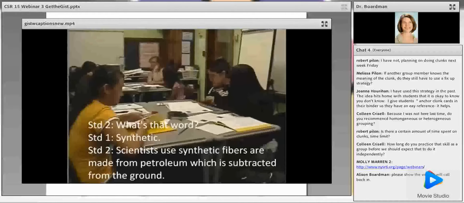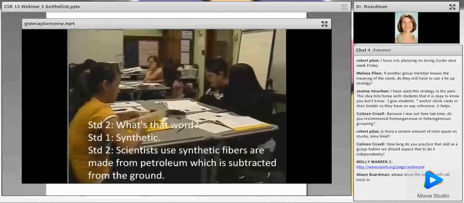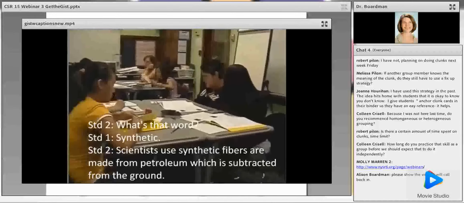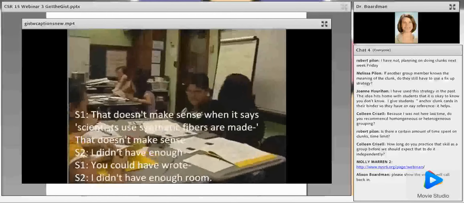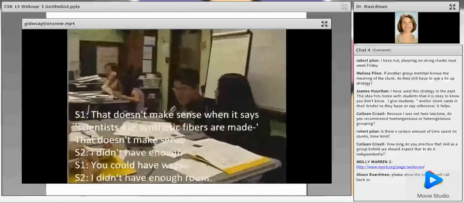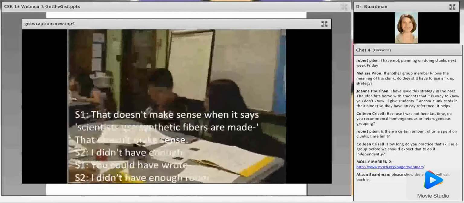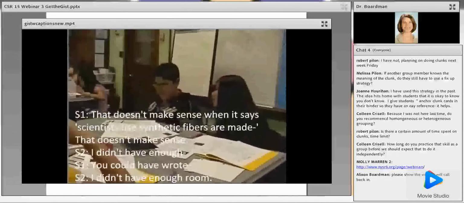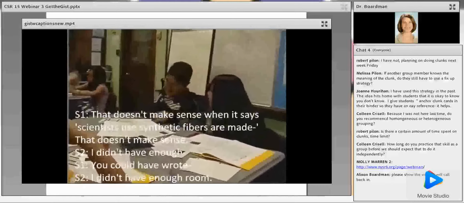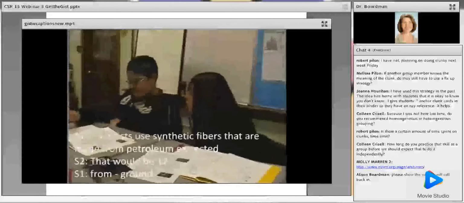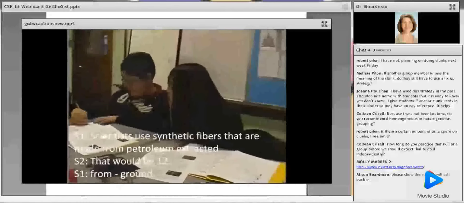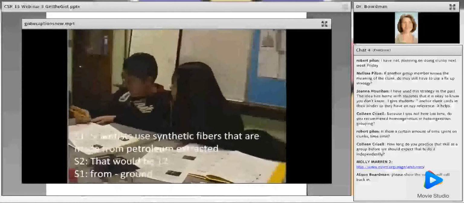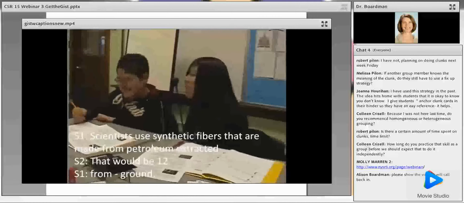Scientists use synthetic fibers made from petroleum, which is extracted from the ground. That doesn't make sense. Wait, it says scientists use synthetic fibers are made. That doesn't make sense. You could have written scientists use synthetic fibers that are made from petroleum extracted from ground. Okay, sure.